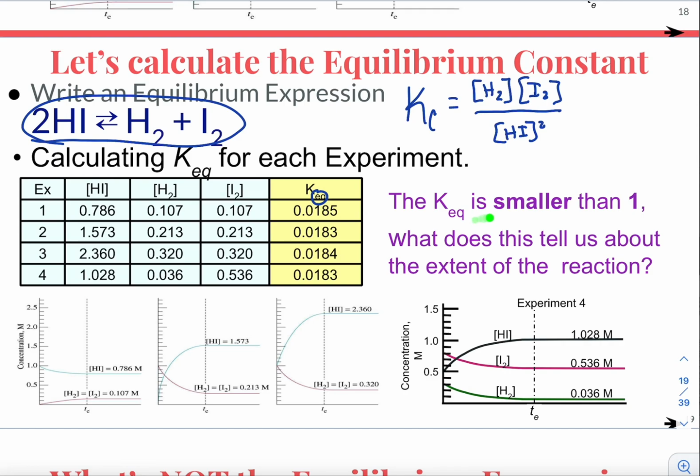So the KEQ is smaller than 1. What does that tell us about the extent of this reaction? Now, it's not super smaller than 1. Remember, we said if it's super small, there might even be no reaction, like an exponent of -30. The exponent here would just be -2. So it's not super tiny, but it does tell us that the reverse reaction, or the reactants, are favored.